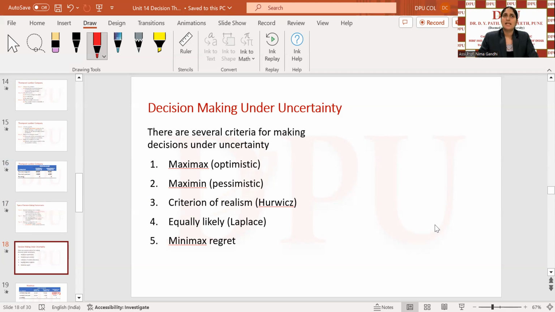The first is the max-max criteria, which we also call the optimistic criteria. The second criteria is the max-min criteria. We also call this the pessimistic criteria. The third one is the criteria of realism, given by the scientist Hurwitz. The fourth one is the equally likely criteria, given by the scientist Laplace. And the last one is minimax regret. So let's see them one by one.